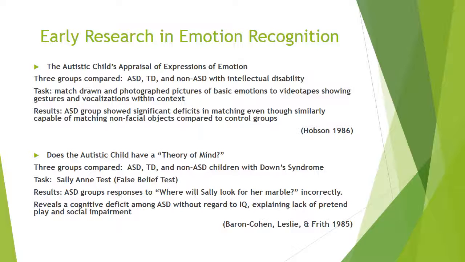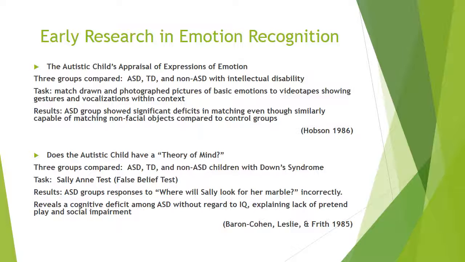So names that you would see frequently in literature in early research of emotion recognition are Hobson, in which he took 3 groups, an ASD group, a typical developing group, and a non-ASD group with intellectual disability. And the task was to match drawn and photographed pictures of basic emotions to videotapes showing gestures and vocalizations within context. The results were that the ASD group showed significant deficits in matching, even though they were similarly capable of matching non-facial objects compared to control groups.